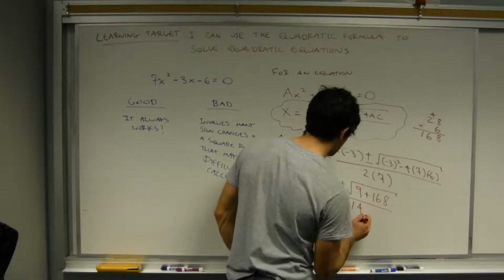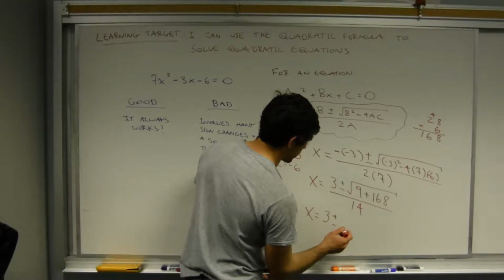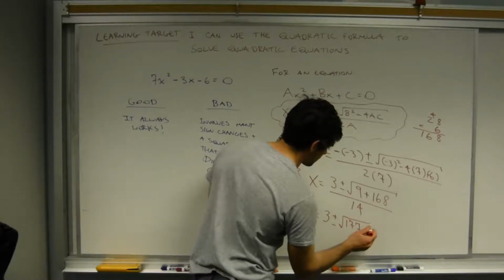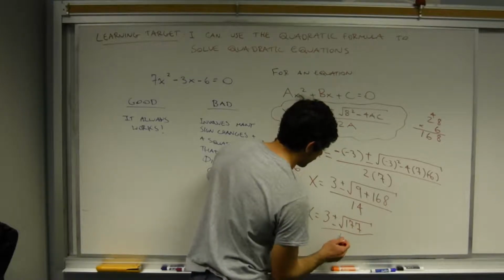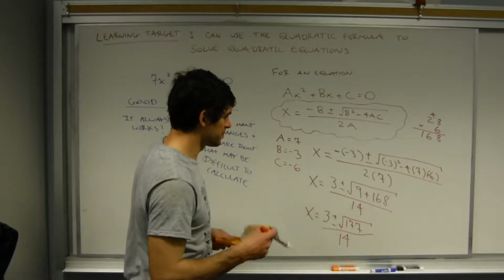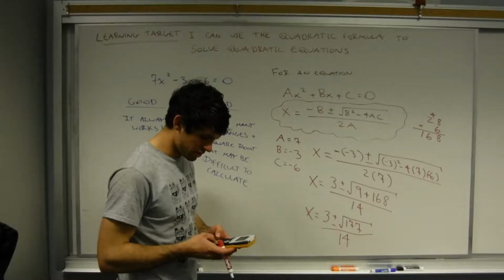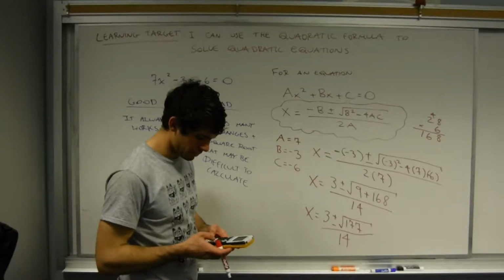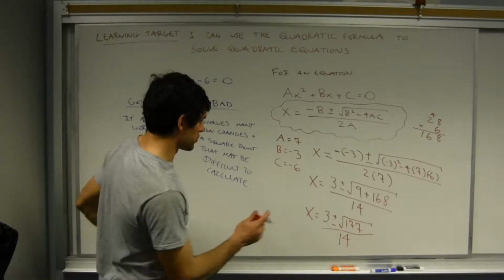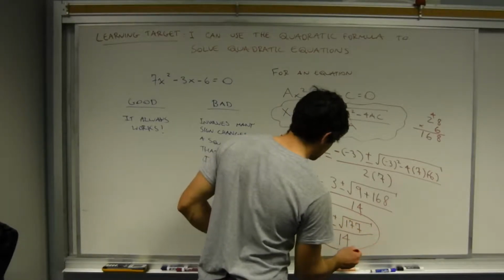Divided by 14. Our answer, x is equal to 3 plus or minus the square root of 177, divided by 14. And we can check to see if 177 can be reduced. Checking right now. It does not look likely. So this would be our final answer. We could write it like this.